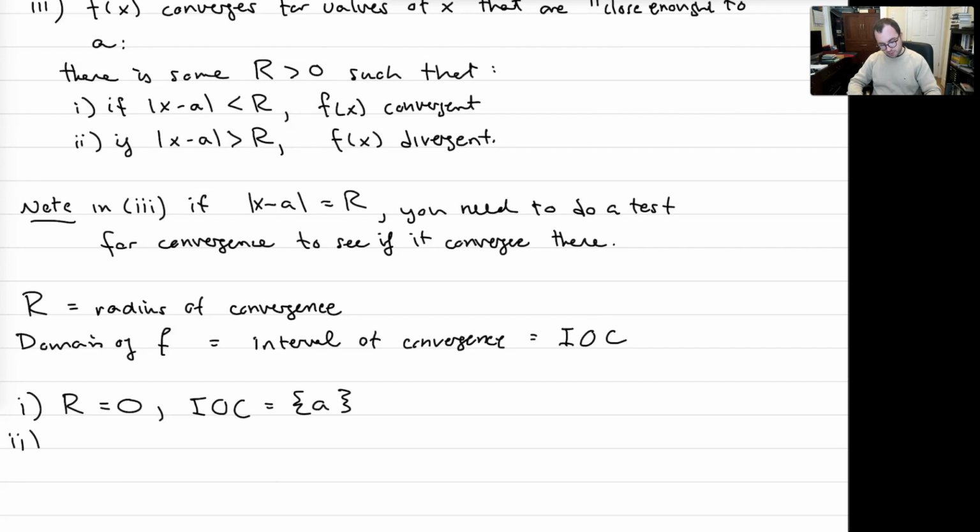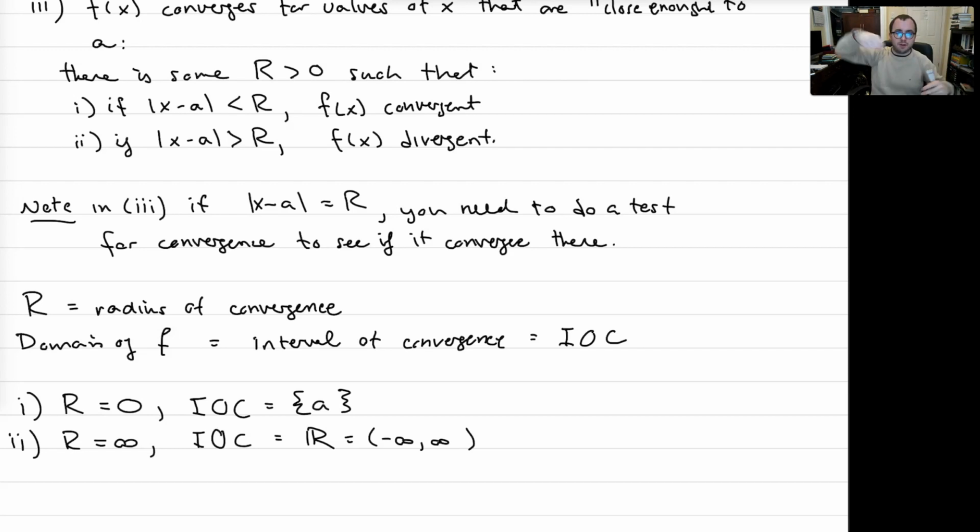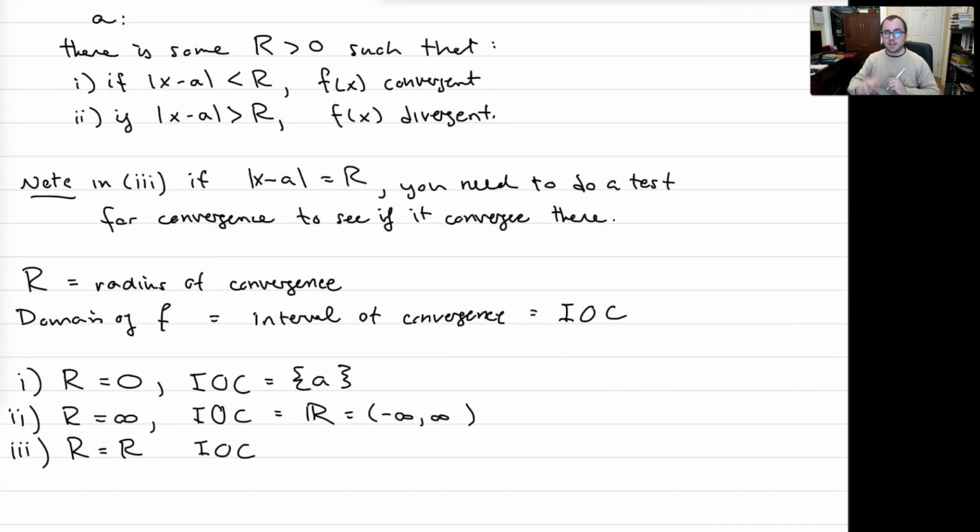For situation 2, we say that the radius is infinity, and the interval of convergence is the real numbers, or negative infinity to infinity. So r being infinity means, yes, the center is convergent. If I plug a in, I get a convergent series, but I can be infinitely far away from it in either direction. So any real number. And number 3, r is equal to, well, r, the value you find, and the interval of convergence can take one of 4 forms. And we're going to look at an example of these 4 forms.